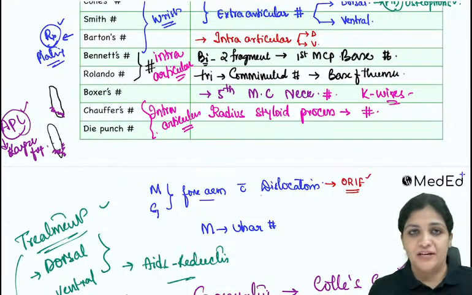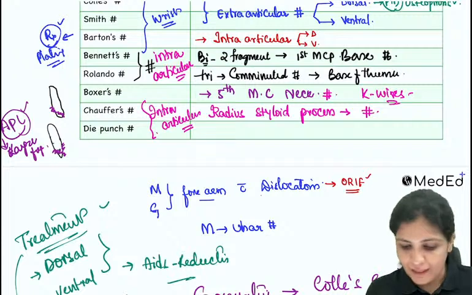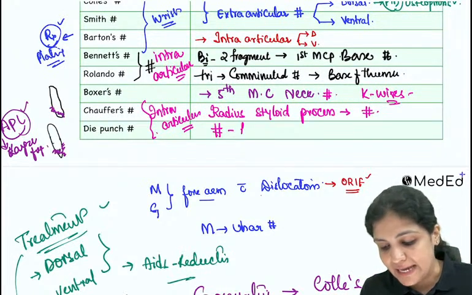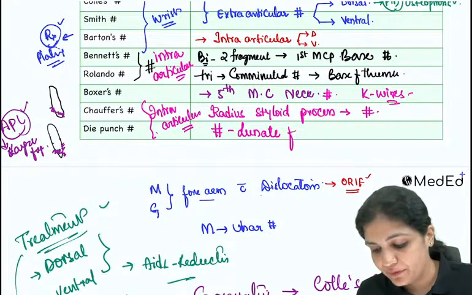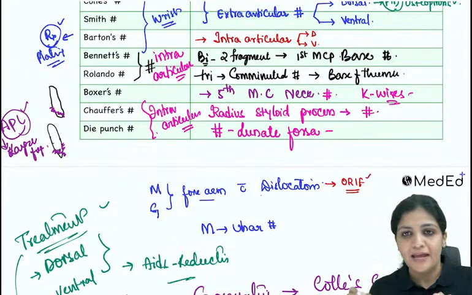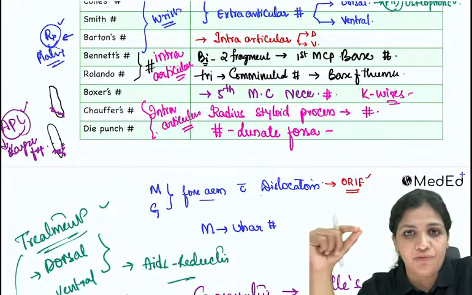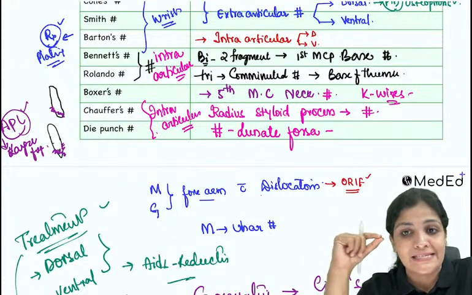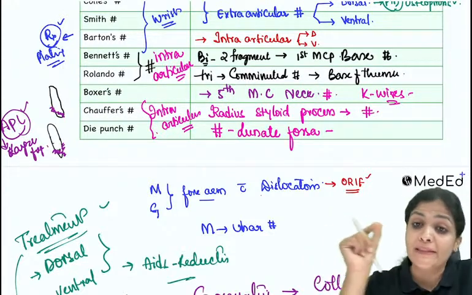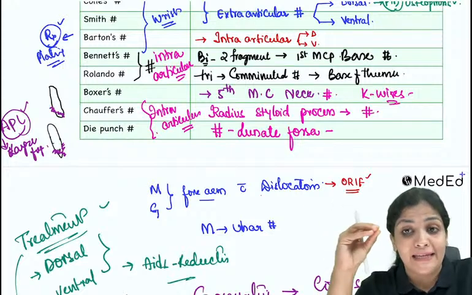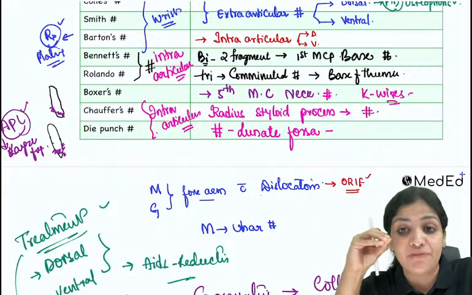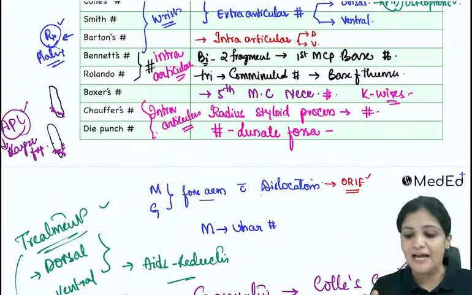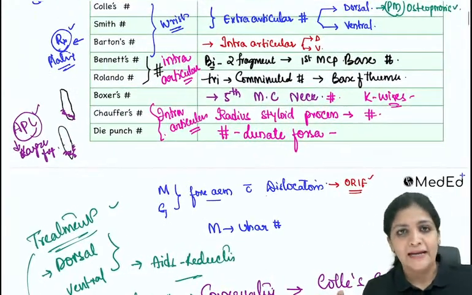And then die punch fracture. What is this die punch fracture? Die punch fracture is again an intra-articular fracture, but here the fracture is at the lunate fossa. How is the wrist joint formed? The wrist joint is formed with both scaphoid and lunate. The distal end of the radius articulates with the scaphoid and the lunate. So whenever a fracture extends into the lunate fossa, it is called the die punch fracture.